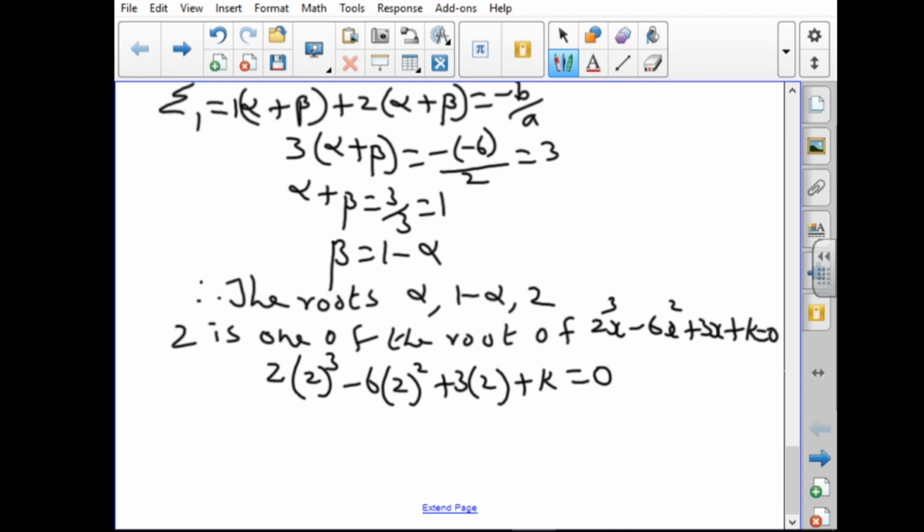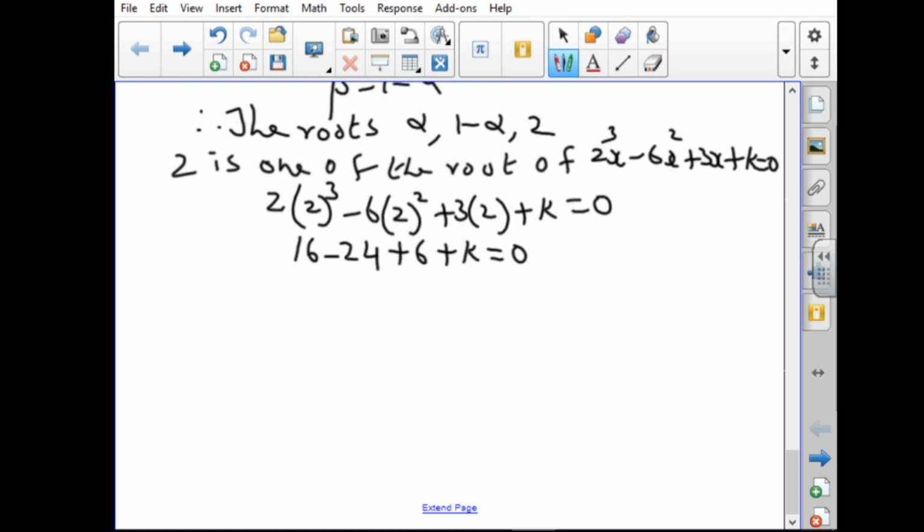So we know 2 cube is 8. So 8 twos are 16, minus 2 square is 4. So 4 sixes are 24, plus 6, plus k equal to 0. So 16 plus 6 is 22. So 22 minus 24 plus k equal to 0. So k minus 2 equal to 0, which gives us k is equal to 2. So now k is equal to 2.